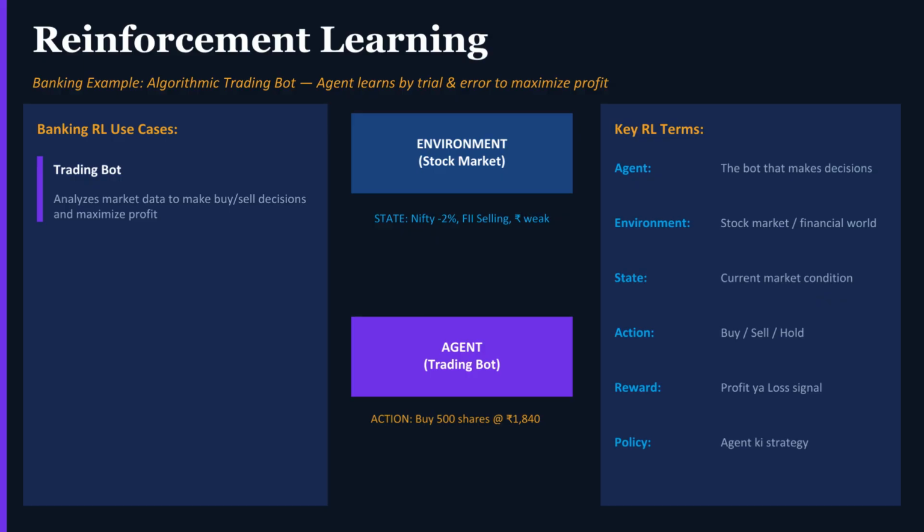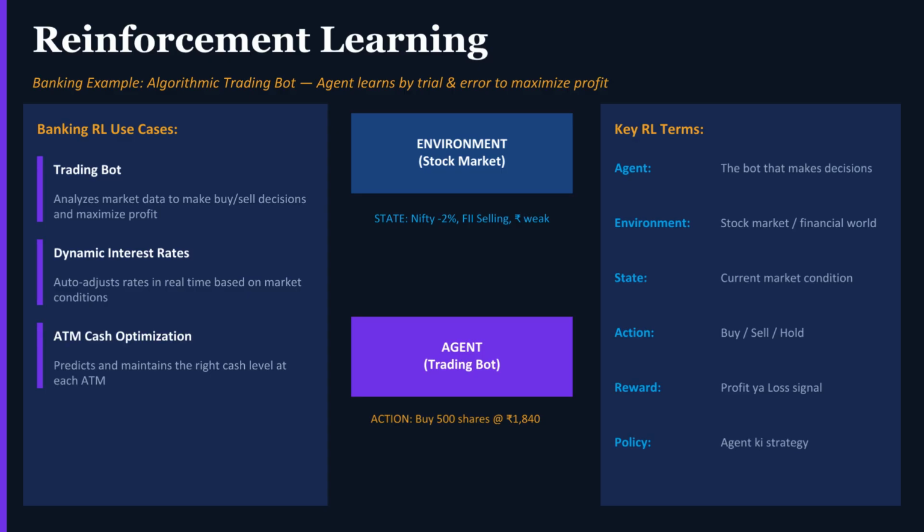writing a trading rule. This same RL framework powers other critical banking use cases, for example, dynamic interest rate, where the model auto adjusts rates in real time based on market conditions and competitor behavior. ATM cash optimization, it predicts how much cash each ATM needs on a given day, preventing both shortages and excess idle cash. Portfolio rebalancing, as market shifts, the model automatically rebalances investments to maintain the desired risk return profile.